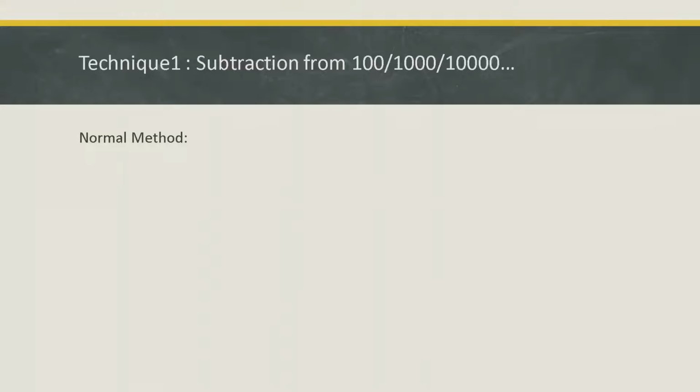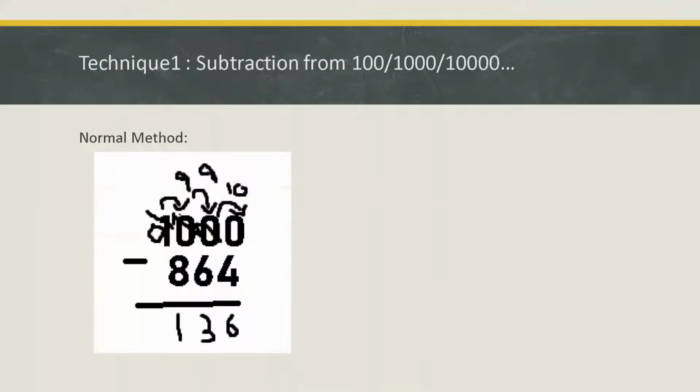The technique 1, subtraction from 100, 1000, and 10,000. Normally, how do we subtract a number from 100, 1000, or 10,000? This is the method. This method looks more clumsy and it takes more time than the Vedic method.